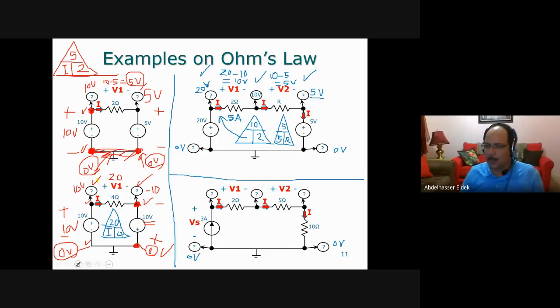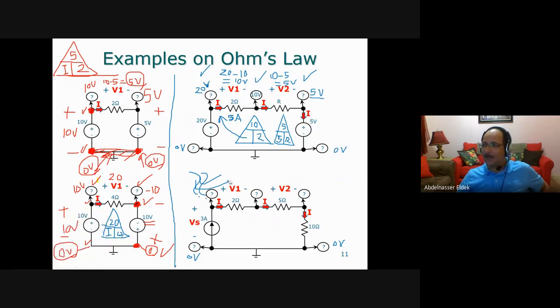Now let's go to the last one. The last one is the same here. This is 0, as I said. But what is the current? What is the voltage here? I don't know, because this is not a voltage source. Remember, this is a current source. So what is the voltage here? How can I calculate this? I don't know. A big question mark.